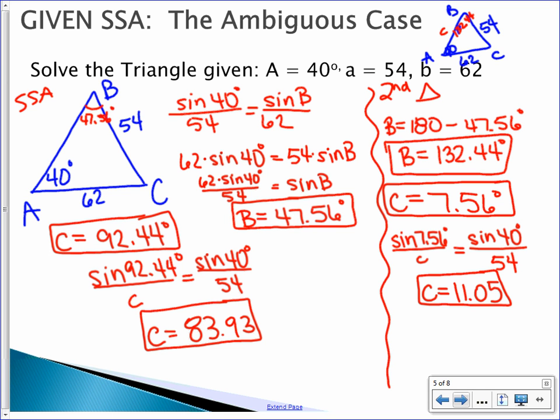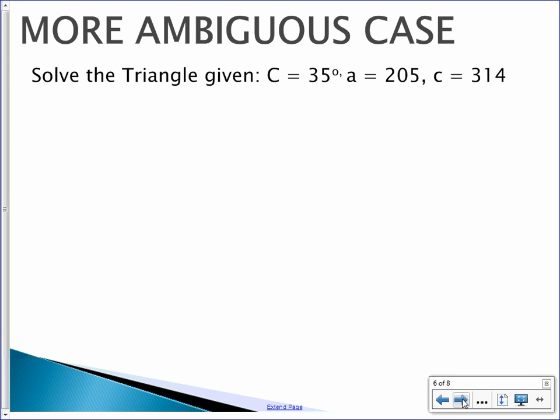Great. Okay. Let's look at other examples so we can see what it looks like to have the other kinds of solutions, whether we don't get a triangle at all or we only get the one triangle. Okay. So here's our next example.